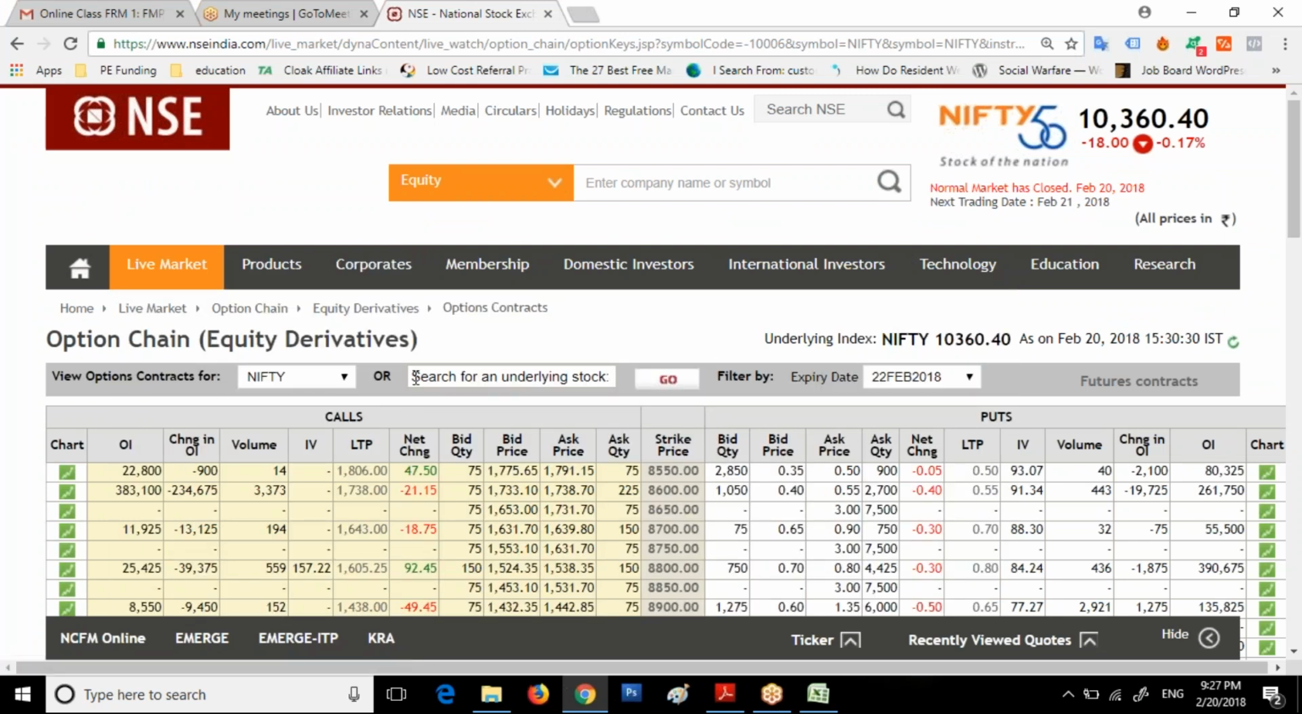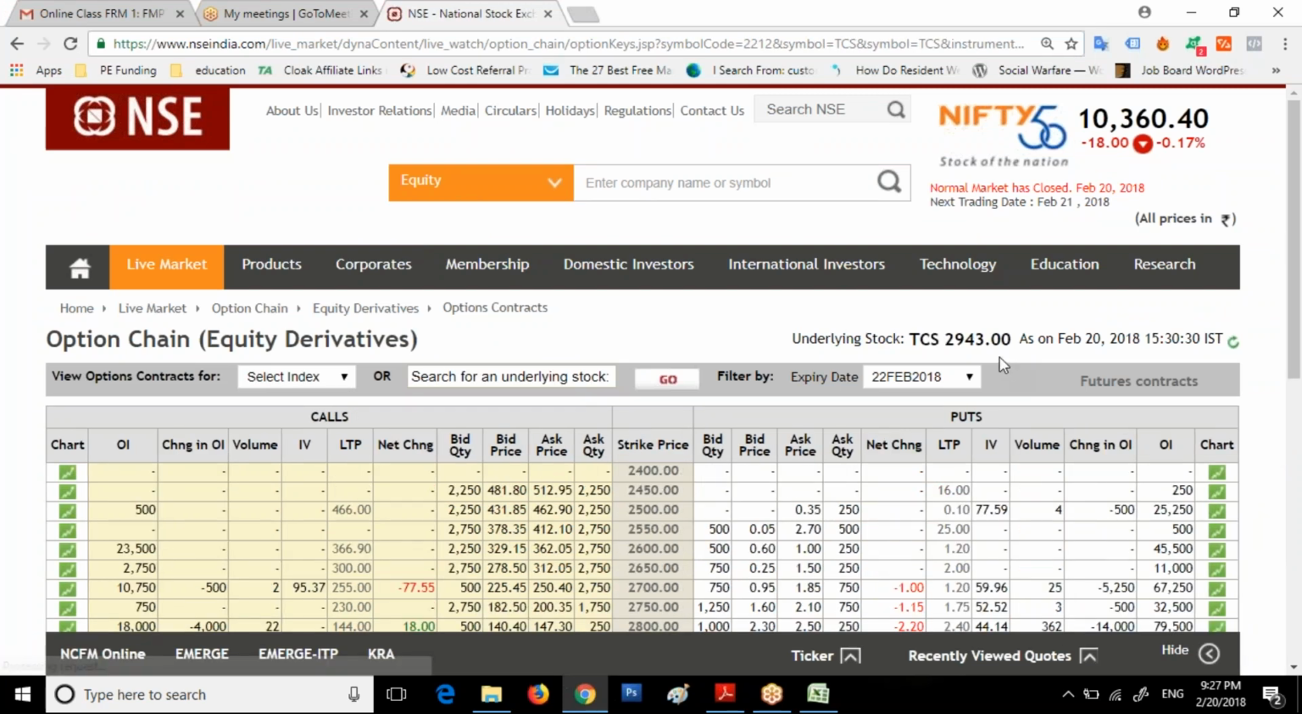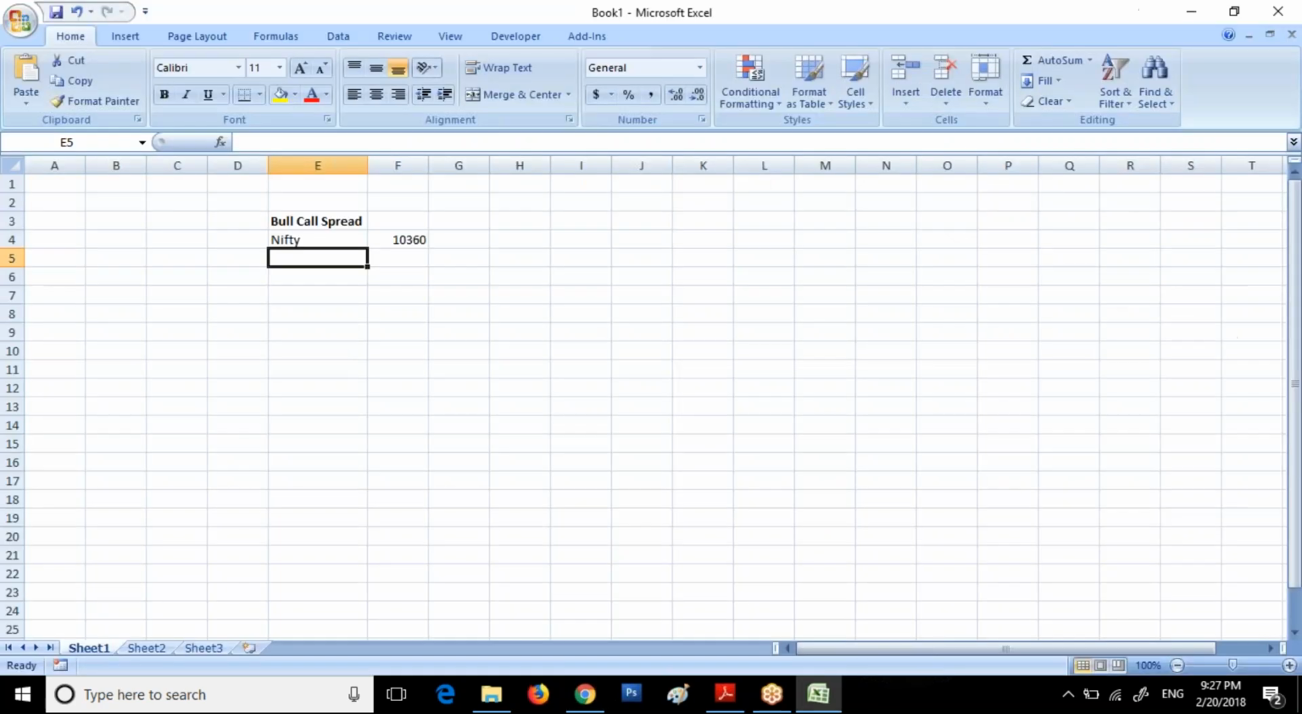So let's say you want to take TCS. So you go for TCS. Now the TCS spot price is 29.43. So let's go and write it here, TCS and 29.43. So this is the spot price, right? And now the strike price is set, then we have to, in this strategy or theoretically, what I'll do, let's write it down.